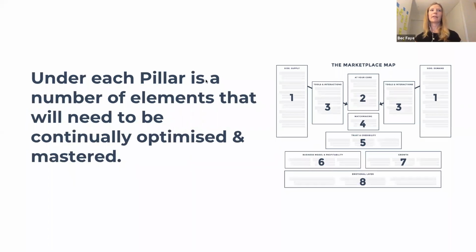Under each pillar, there is a number of elements that you'll need to continually optimize and master. Now, as you'll see over here, you have your supply and your demand on either side. At the core, these are things like your value proposition, how you measure success as far as bringing those sides together. You have your tools and interactions for both your supply side and your demand side. And as you can see, you've got arrows that kind of bring all of this together into the middle. Now, underlaying all of that, you have your matchmaking abilities, you have your trust and credibility, you have your business model, profitability, your growth, and your emotional layout. So all of these pillars here are what makes up a marketplace.